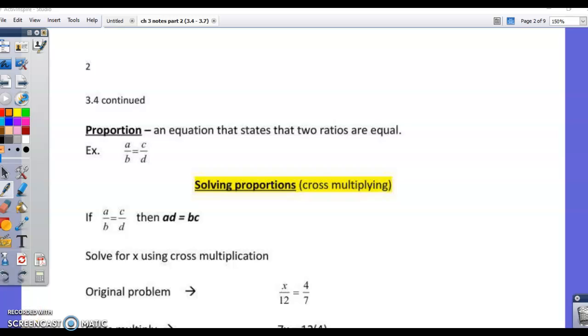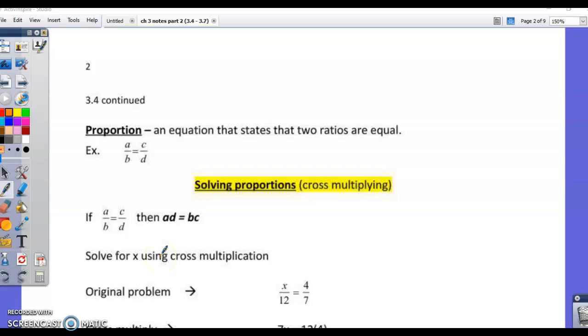All right, so for this section, we're going to talk about proportions. So what is a proportion? A proportion is an equation that states that two ratios are equal. I know we're using letters and you guys hate using letters with math, but a problem such as A over B equals C over D, so they're two different numbers, but we're saying they're equal.